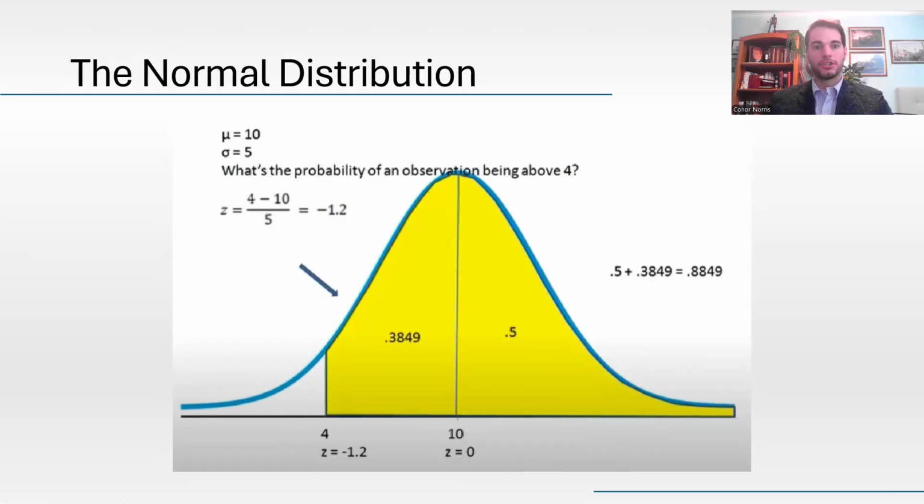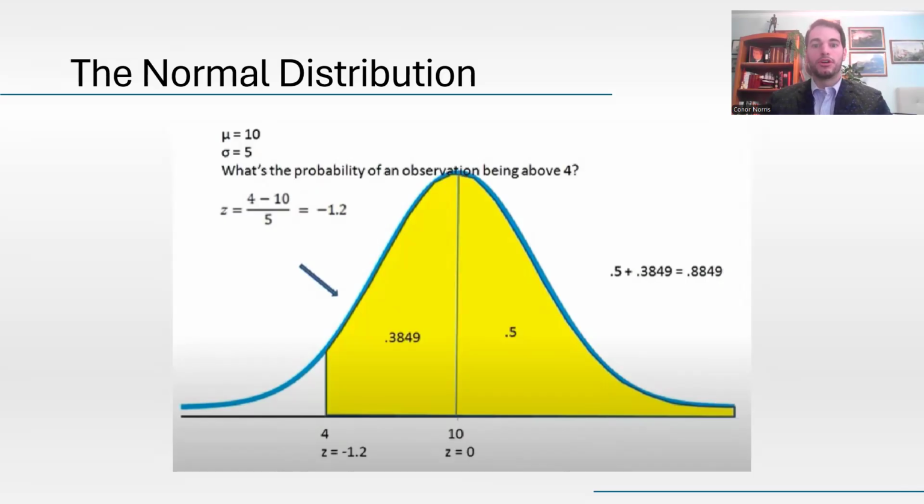So now, another question: what is the probability of an observation being above 4? So 4 here is below the mean of 10 instead of above it. So again, we want to find out what the z-score is, and from the z-score, then we can determine the probability. Those are the steps that we take. So our formula is z equals the variable minus its mean. So here, 4 minus 10, and divided by the standard deviation. So that's -6 divided by 5. So the z-score is -1.2.